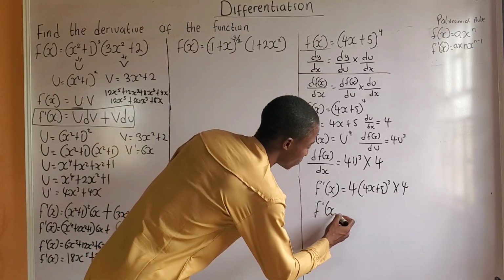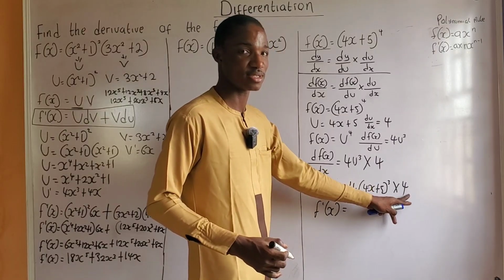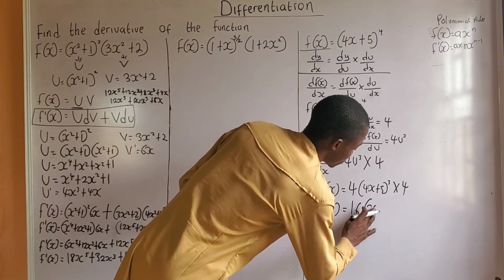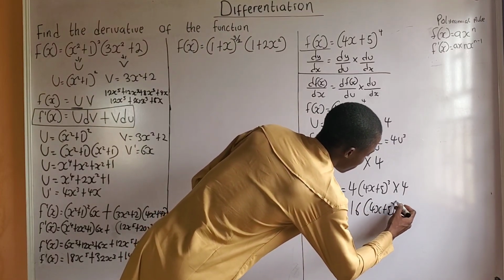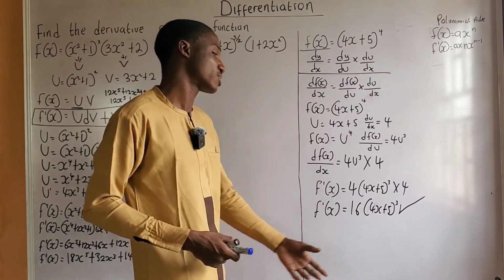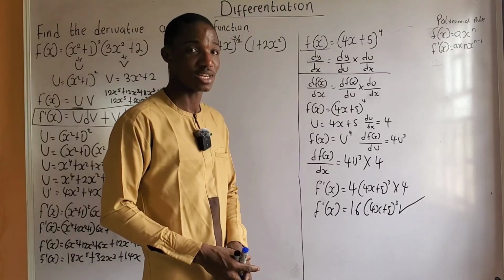The derivative of f of x will be equal to, now, 4 times 4. What is this? That's 16, right? So I'm going to have 16 multiplied by 4x plus 5 raised to the power of 3. So that is the final answer to that question, okay? And if you like, you can expand this bracket, but for the sake of simplicity, you can put it like this. Do you understand?